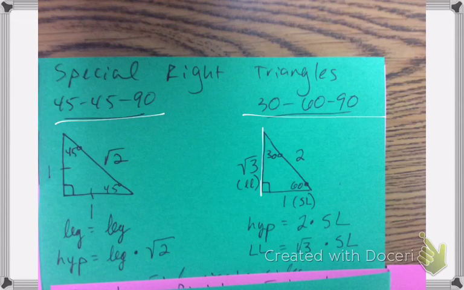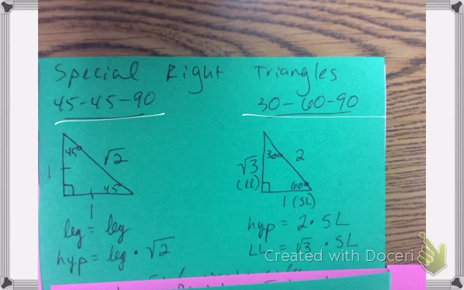This side right here is going to be the long leg because it's across from the 60-degree angle. This guy right here is going to be the short leg because it's across from the 30-degree angle, and that will always be true. Okay? Now, that being said, the relationship amongst the sides is always based off of the short leg. Always based off of the short leg.